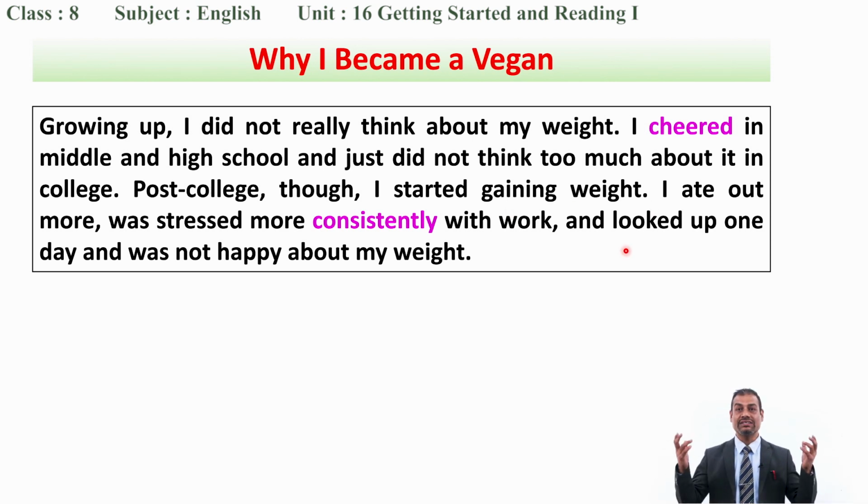And why? What's the reason? Here the narrator said that I ate out more, was stressed more consistently with work. It means eating more outside. And then another thing was there was stress, working consistently, working with stress, and because of that reason the weight was growing up and up. The weight was gaining more and more. So have you got the information in this paragraph?